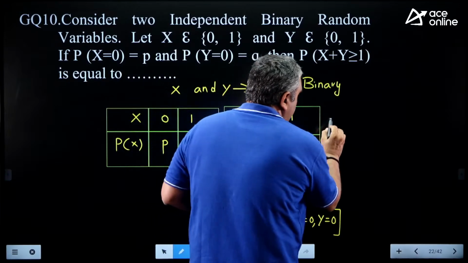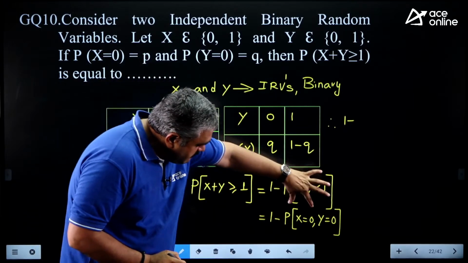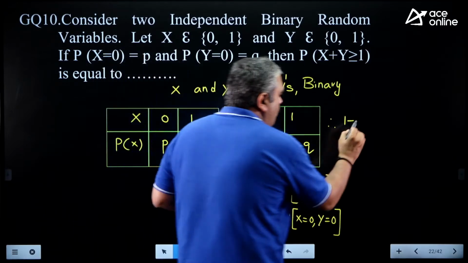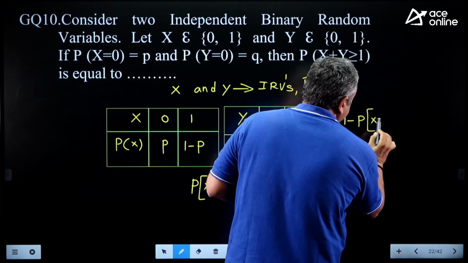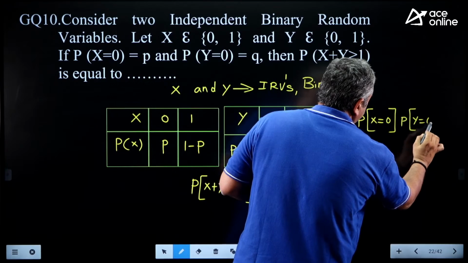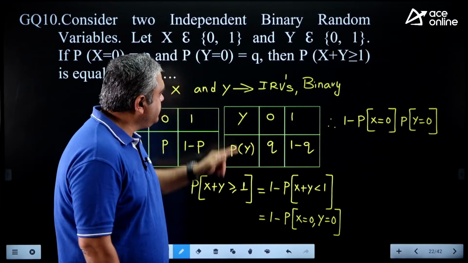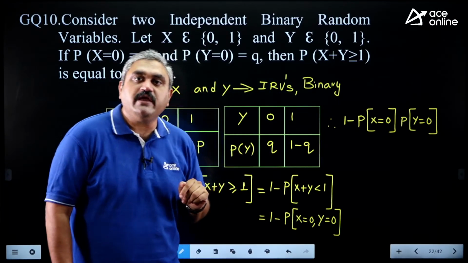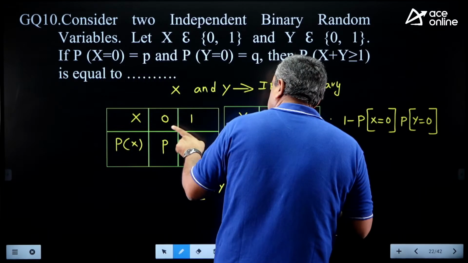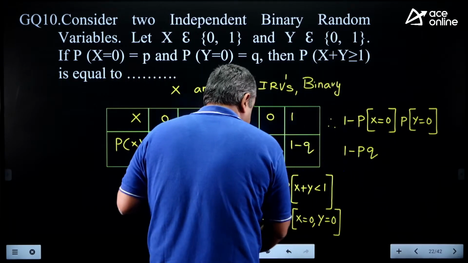That means 1 minus, because you are given x and y are independent random variables, we can write this joint probability as the product of individual probabilities. That means 1 minus probability of x equal to 0 into probability of y equal to 0. Finish. So this is a very important step. We can write that because you are given data that x and y are independent random variables. So 1 minus probability of x equal to 0 is p and probability of y equal to 0 is q. So that will be your final answer.